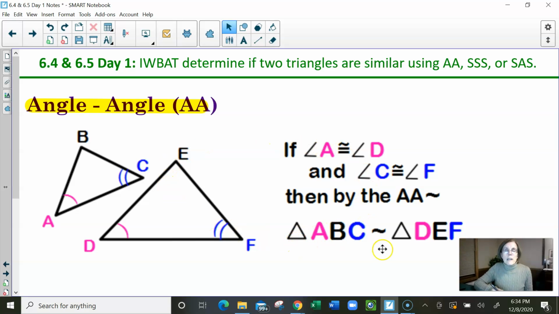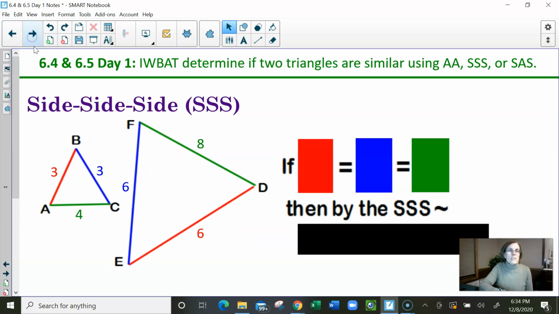If you need more time on any of these slides, please pause the video and make sure that you get all of these in your notes before you continue. I'm going to keep going. So the next shortcut is the side-side-side shortcut. Again, make sure that you are taking time to write this down. So pausing when you need to.